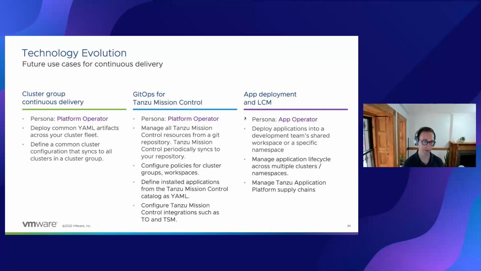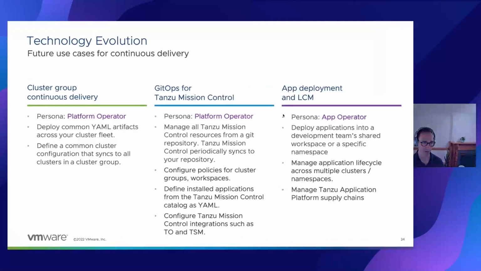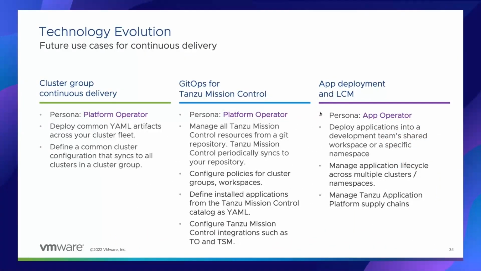So with that in mind, the next step in the technology evolution of this feature is to enable continuous delivery for cluster groups in TMC. A cluster group is a logical grouping of clusters. And what this would mean is that you would go through that workflow that I described earlier of attaching a repository and pointing TMC to a path in that repository, but you would do it against a cluster group. Tanzu Mission Control would then take that configuration and apply it to every cluster in the group.